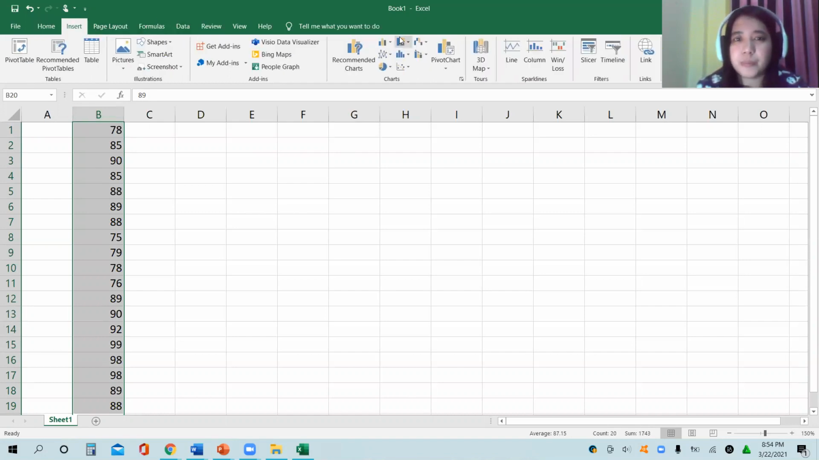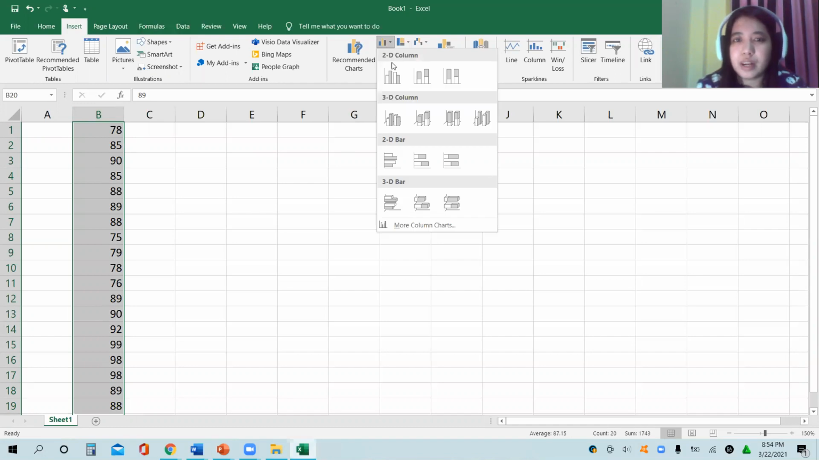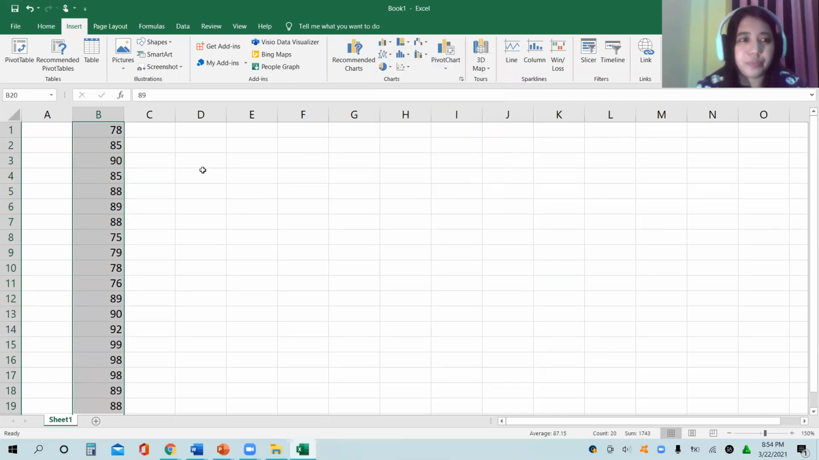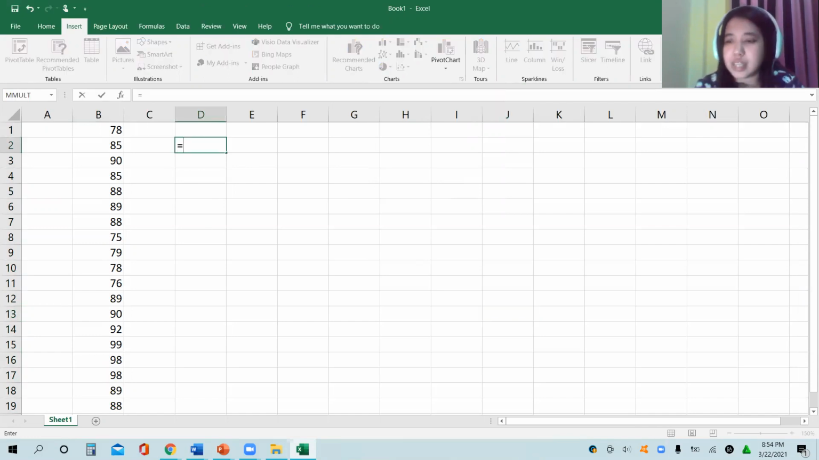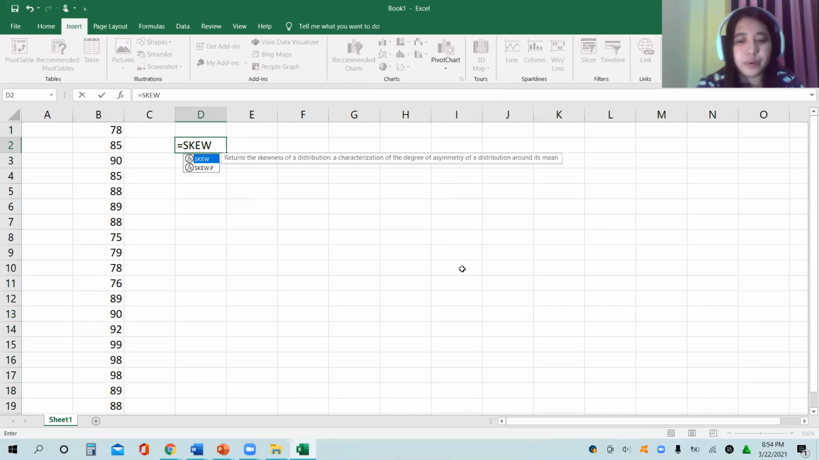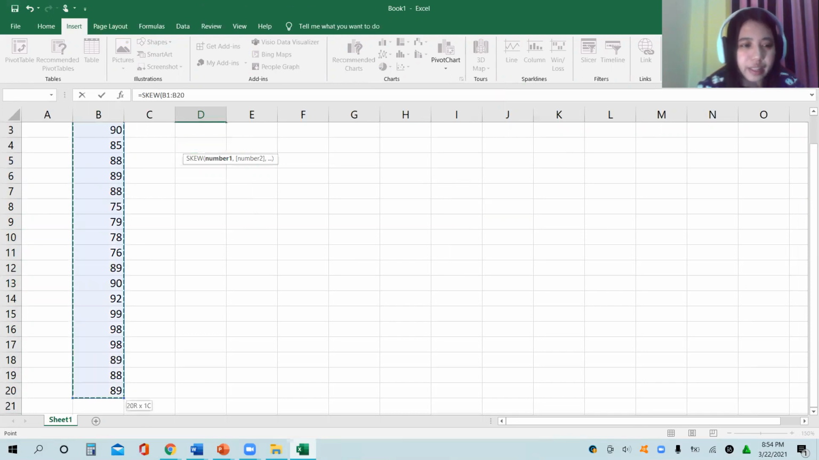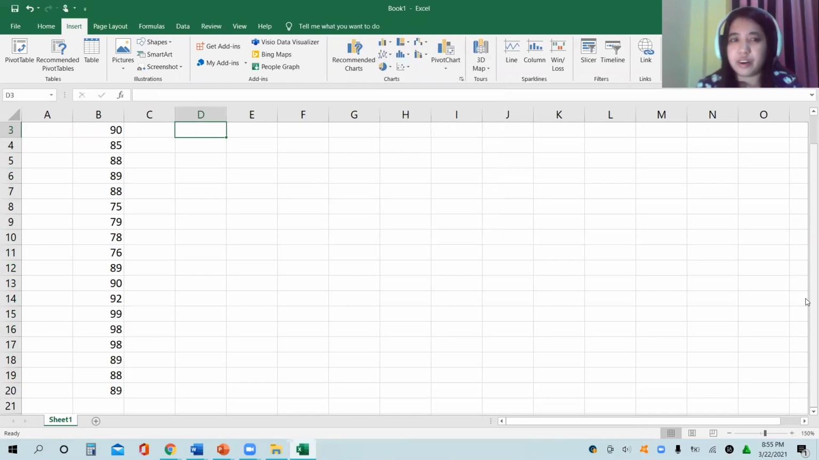Insert, let us just try to compute for the skewness. So equal sign, SKEW, open parenthesis, and then let us select the data, close parenthesis, and enter. So this is the skewness.